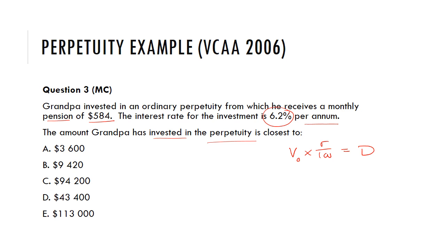The information we've got here: we know our payment amount is $584. We know our interest rate is 6.2% per annum, but we're receiving that money monthly, so we need to divide that by 12. That will allow us to solve for our initial amount, or the amount he has invested. And so when we solve for V0, we end up with $113,032.26. So our investment is closest to E, 113,000.